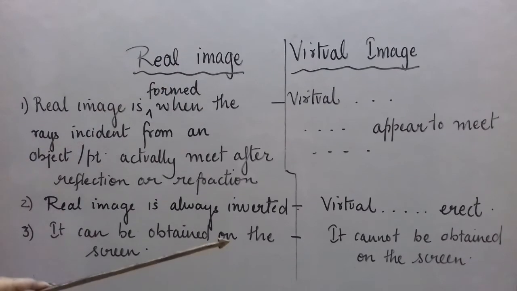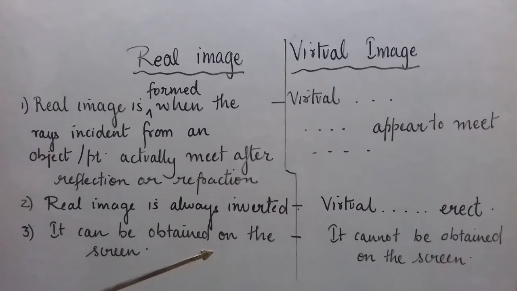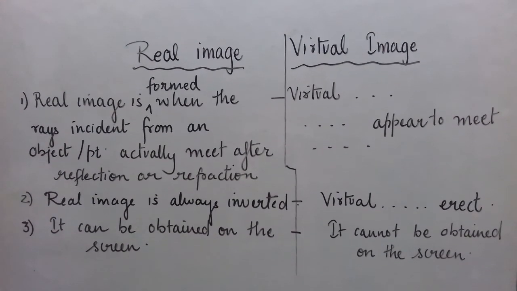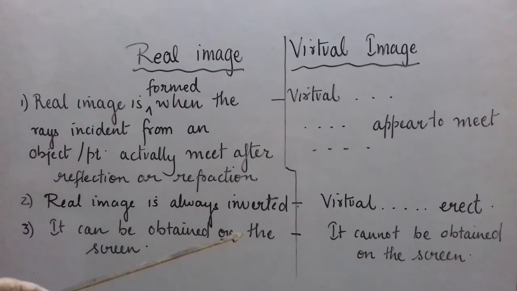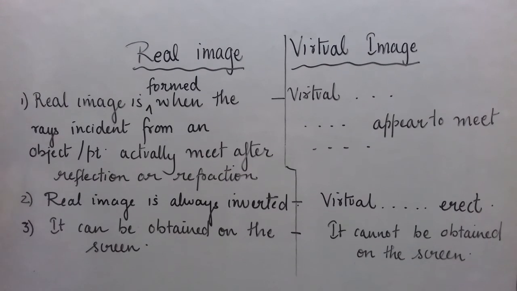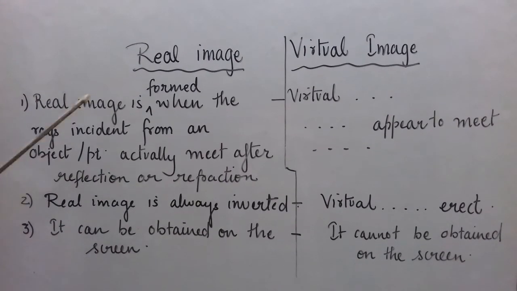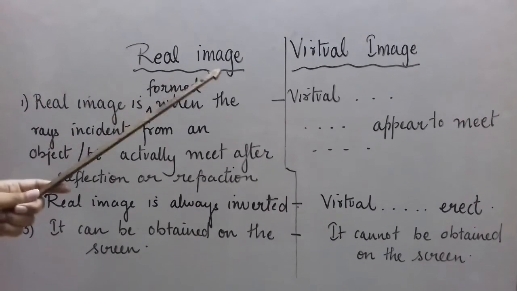But a virtual image, like in the case of a plane mirror, I have told you, we see our image in the mirror. We see that our image lies behind the mirror at the same distance from the mirror as we are in front of it. But if we keep a white sheet or any screen there, our image will not be obtained on the screen. So virtual images can be seen in mirrors, but they cannot be obtained on the screen. I hope you know these three differences because they are very important. You should know the differences between real image and virtual image.